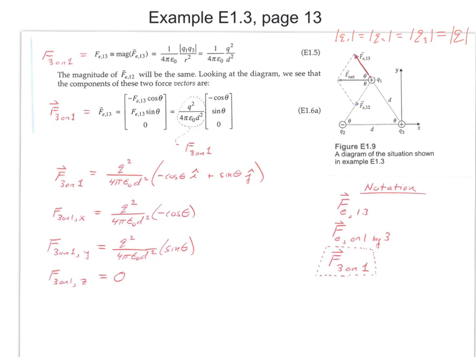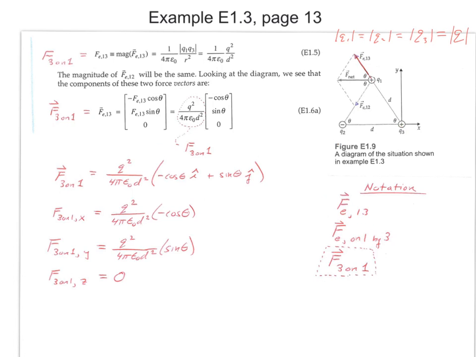Now, what does this order mean then? This means electrical force on charge 1 due to or by charge 3. I've written that a little bit bigger here. Now with this notation, it can be a bit confusing. If you see these numbers, is the first one the one that feels the force, or is it the one that exerts the force?